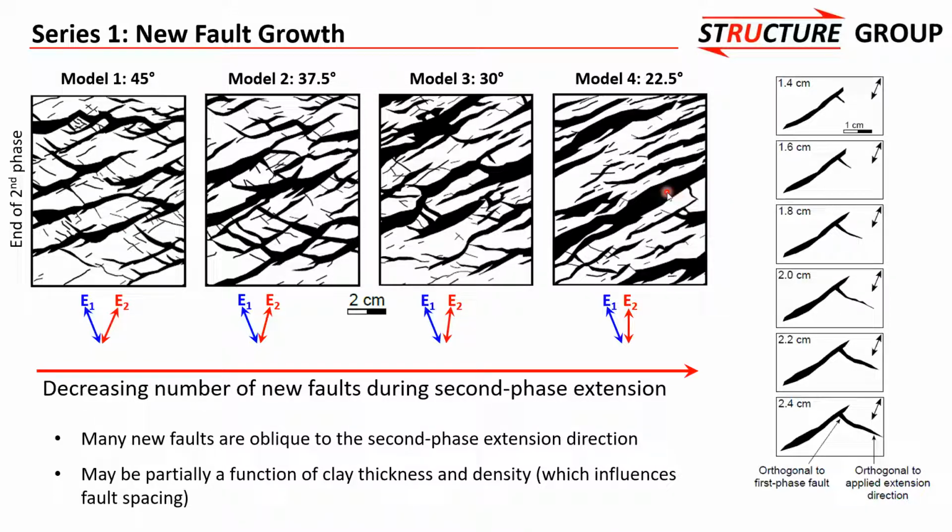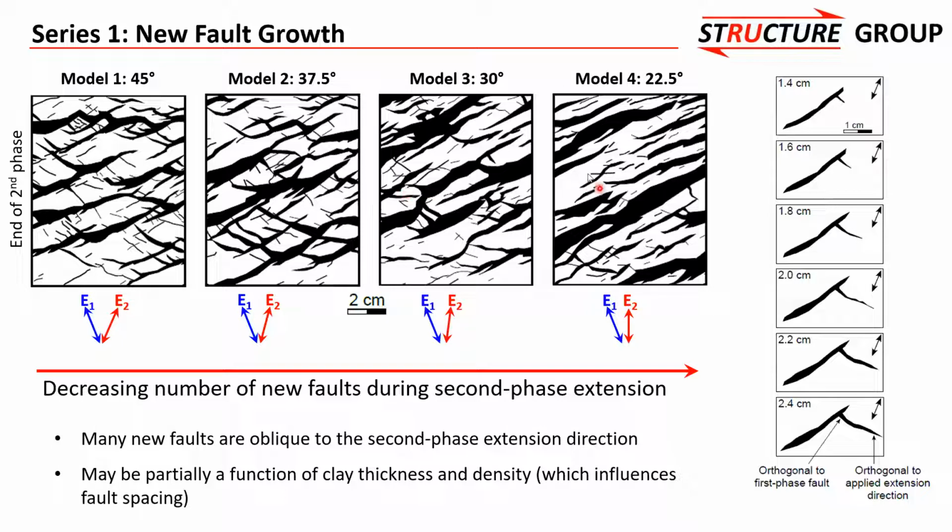And this is a function of a couple different things. Previously, I said that there was more dip slip reactivation in model 4 than model 1. This partially helps to accommodate the deformation in the models, making it so it isn't as necessary to form new faults to accommodate that deformation.